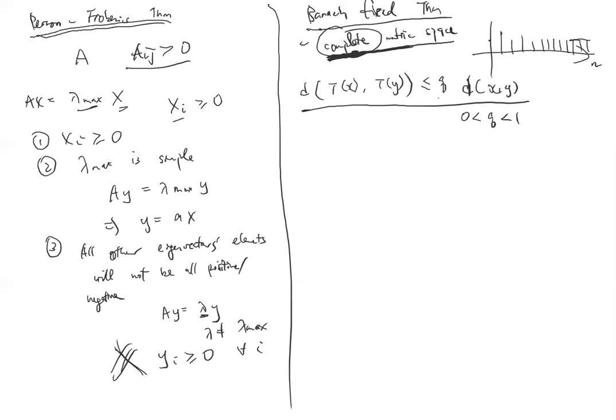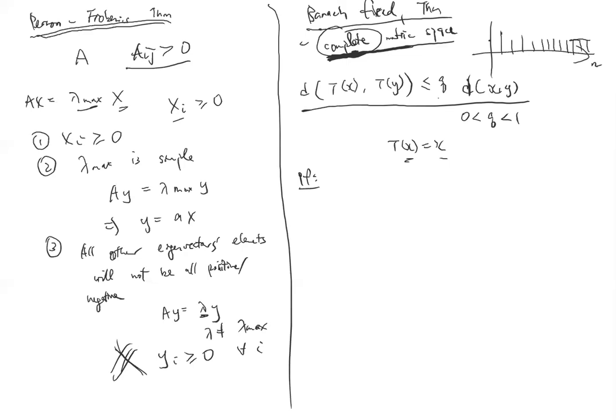So basically, I will have some Tx equal to x. This will be the fixed point, and also that point will be unique. When we start with the uniqueness, it's easy to prove. I'm going to prove this, of course, the Banach fixed point theorem.